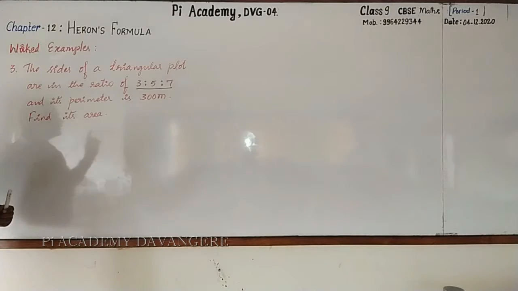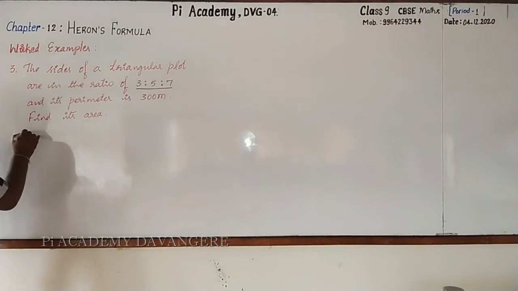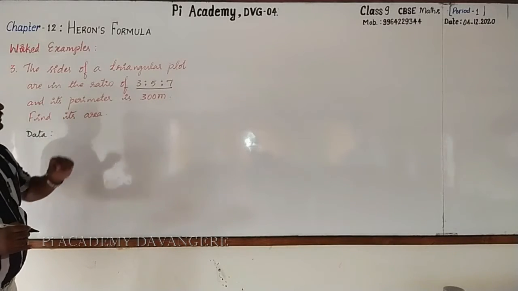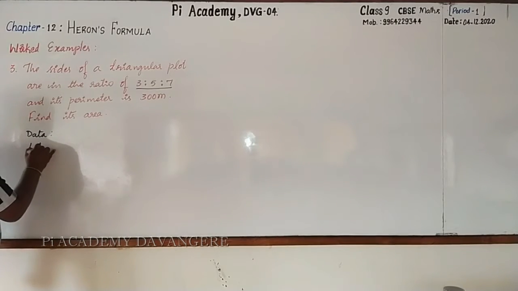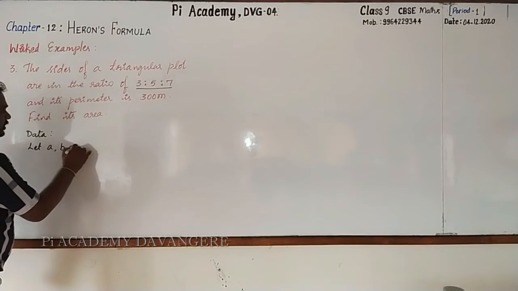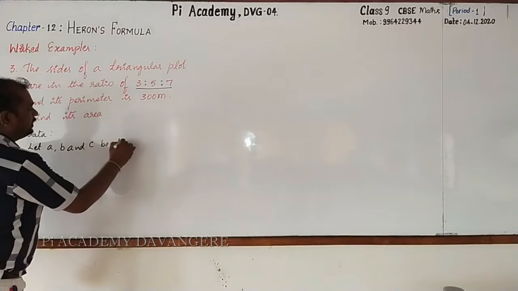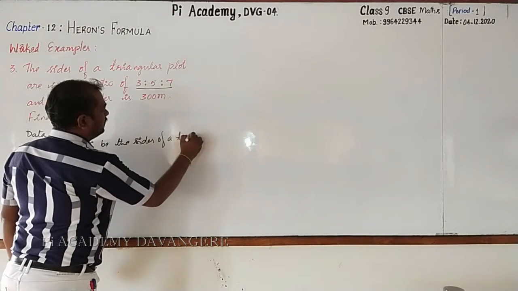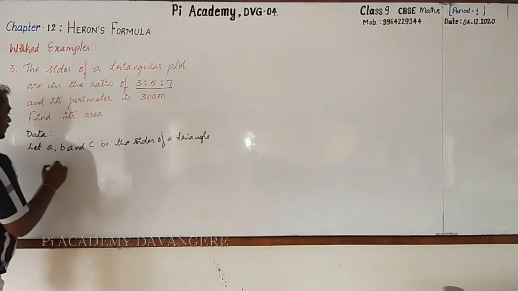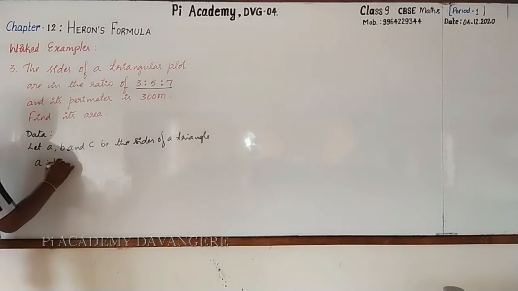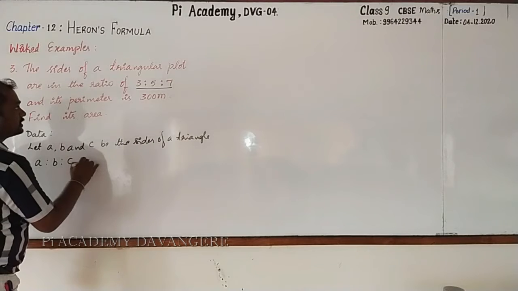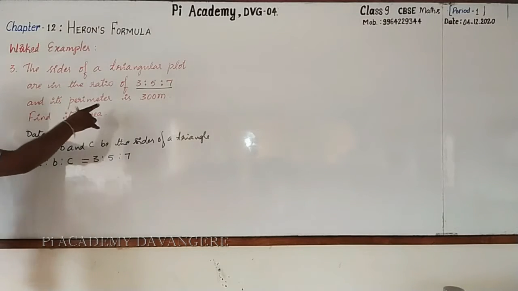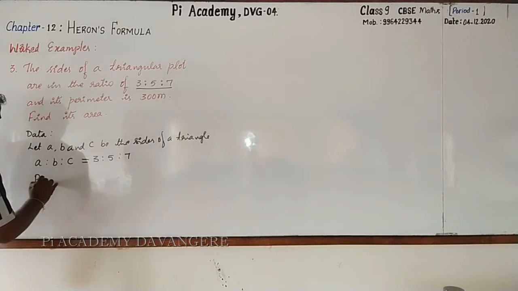Observe the board and listen to me carefully. Here I write first data. The sides are in the ratio. Here I write let A, B and C be the sides of triangle. Sides of a triangle. If it is so, then we can write A is to B is to C is equal to 3:5:7. Next, perimeter is given.